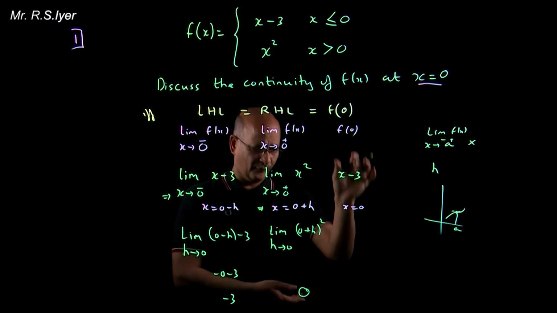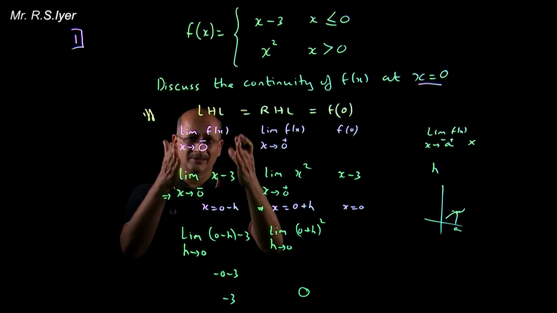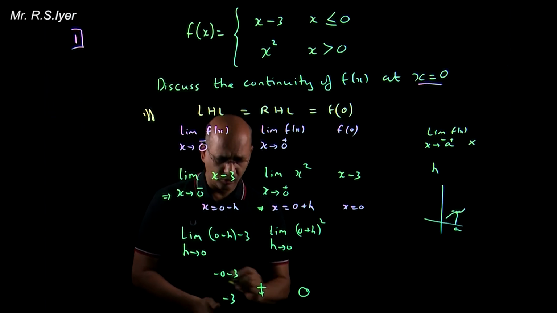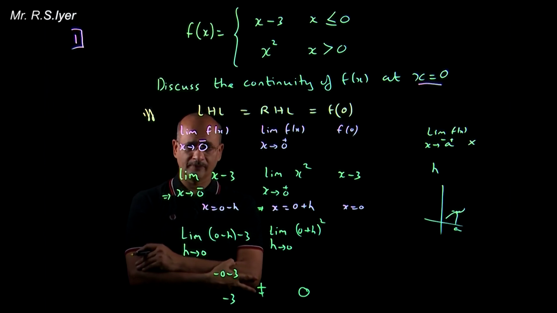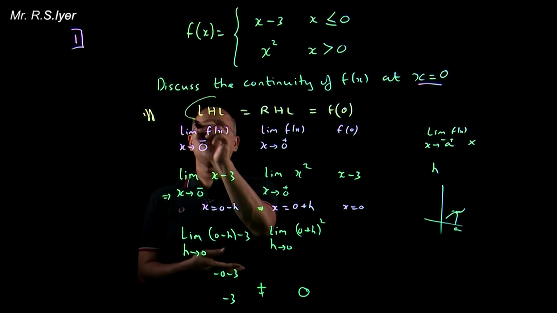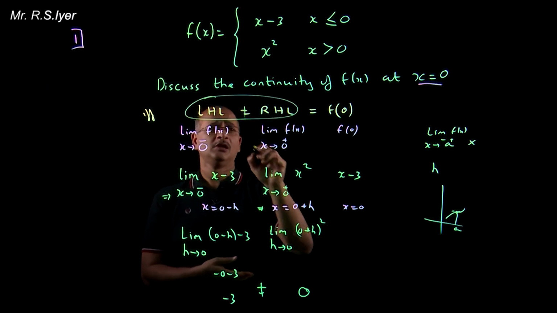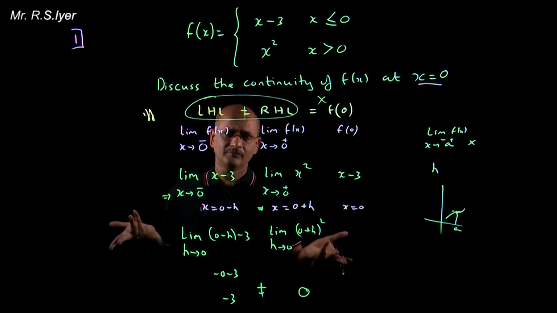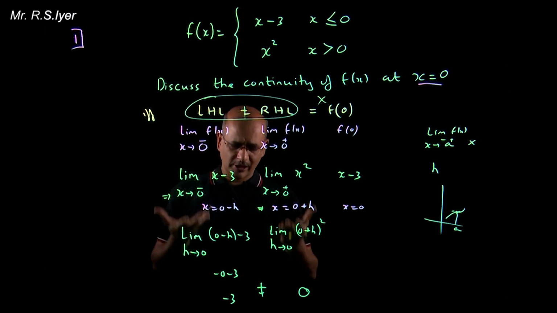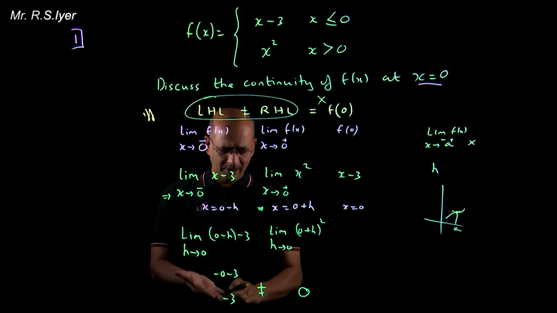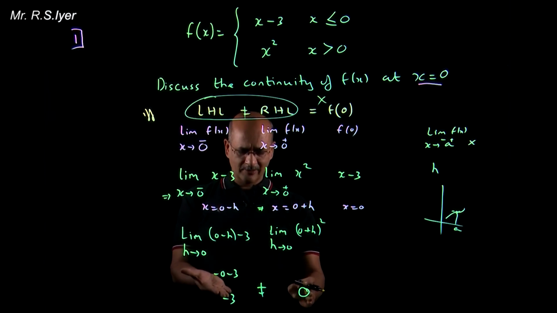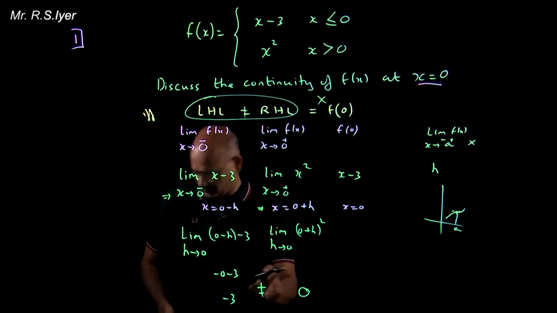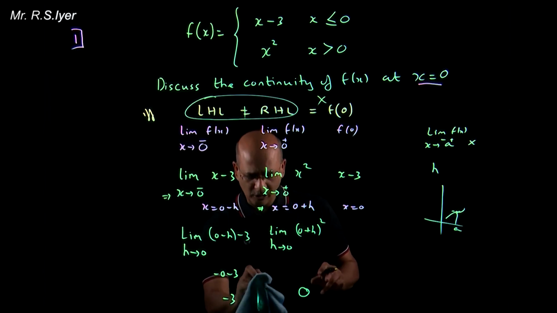Now f of 0. Now by the way, this is my left hand limit. This is my right hand limit. They are not equal to each other. So if my left hand limit and right hand limit are not equal, there is no need to check the continuity at all, because the limit does not exist. The limit does not exist. So my left hand limit is -3 and the right hand limit is 0. So I hope you got this point clear.